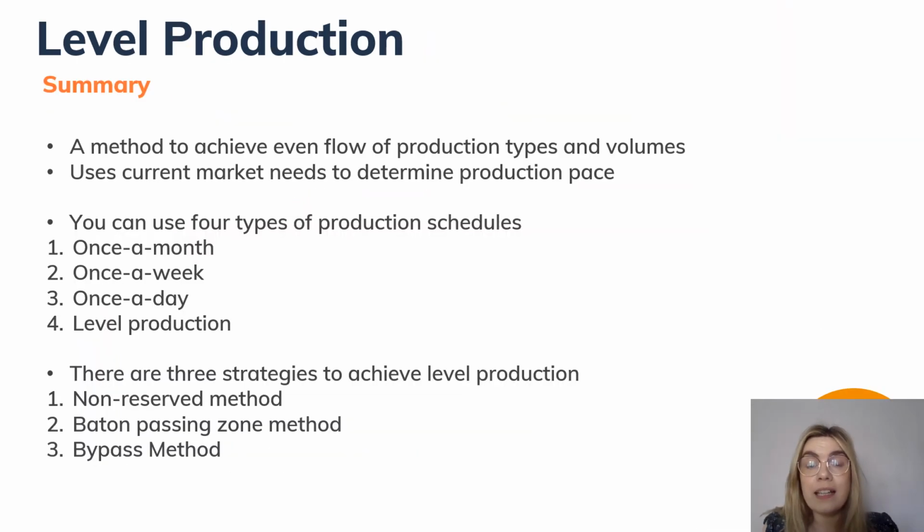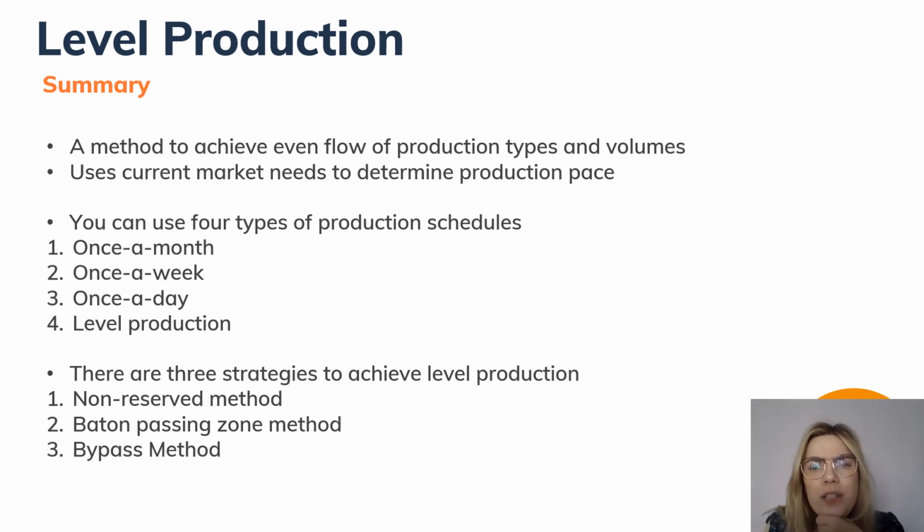In summary, level production is a method to achieve an even flow of production types and volumes. It uses current market needs to determine the production pace. What do we mean by production? We might produce clinic outcomes, surgery outcomes, training, or reports.